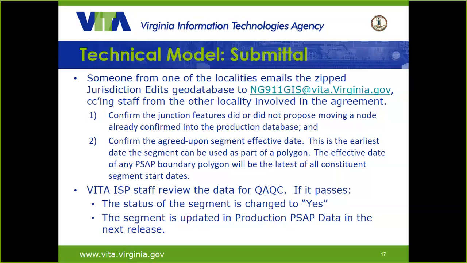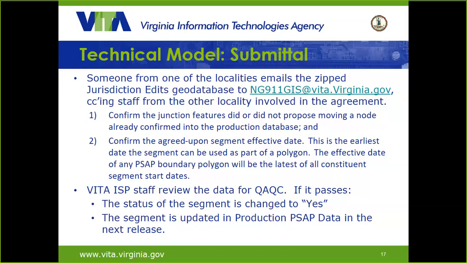When you send in that email, please let us know if the junction features did or did not move. It's fine if they do, and we have a process by which we'll review that and make sure the other folks affected by that are in the loop. If you forget that part, we'll check it anyway, but it helps us with our workflow planning.